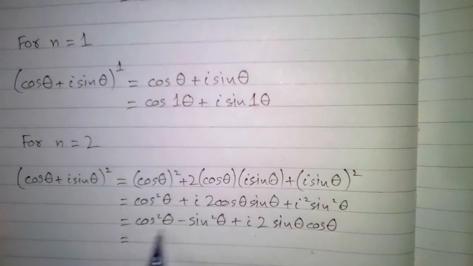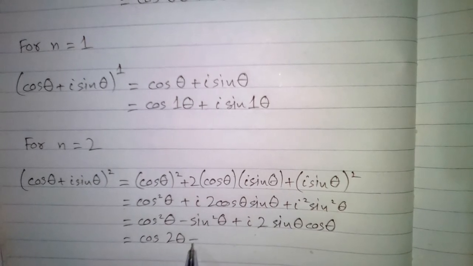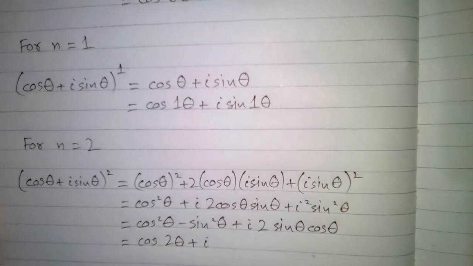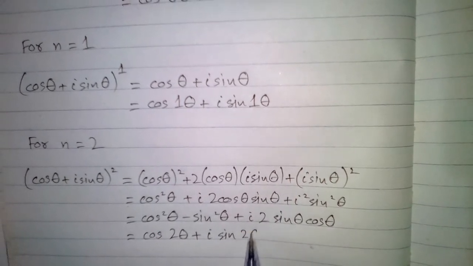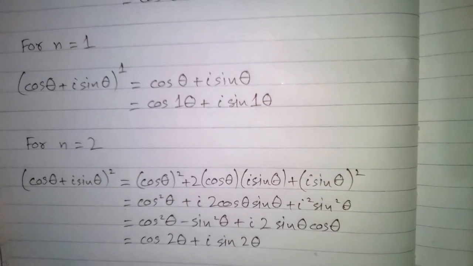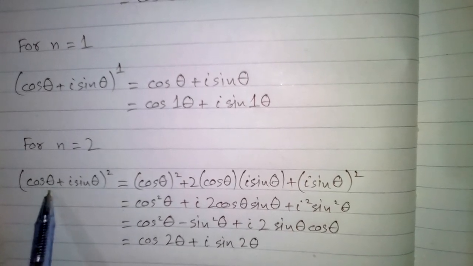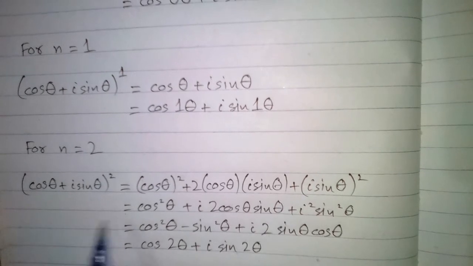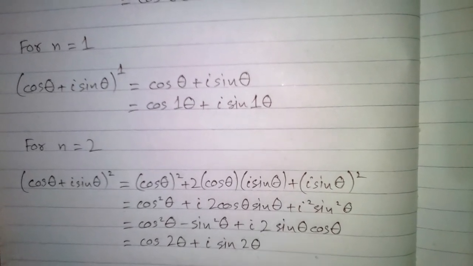Now we know that cos square theta minus sin square theta is cos 2 theta, then plus iota, and 2 sin theta cos theta is sin 2 theta. So here we can see that the power 2 will become the coefficient of this theta, that is cos 2 theta plus iota sin 2 theta. We can see over here.